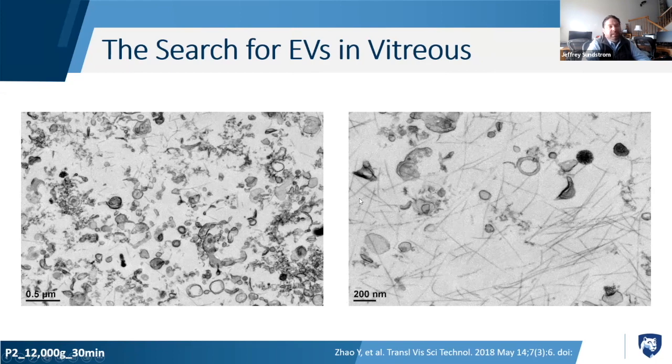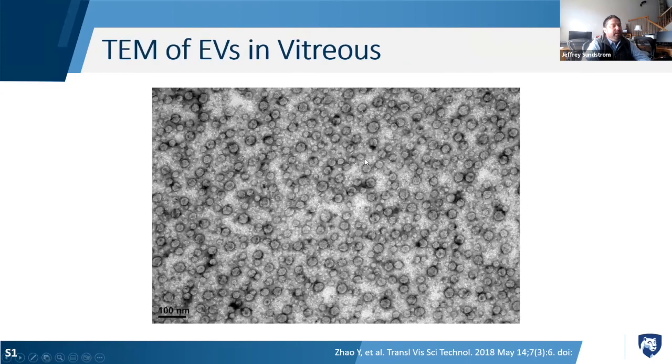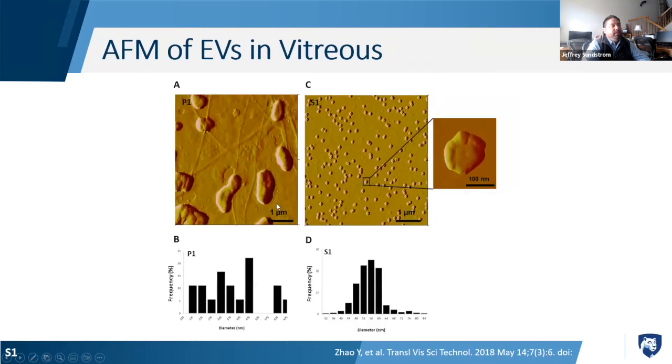We were a little bit frustrated at that time. We admittedly didn't realize how buoyant EVs were. We finally looked at the supernatant and found that it was full of EVs based on TEM, as well as atomic force microscopy. Here you can see the original pellet, some cell debris and collagen fibers, and sitting in the supernatant, a nice homogeneous population of EVs approximately 100 nanometers in diameter.